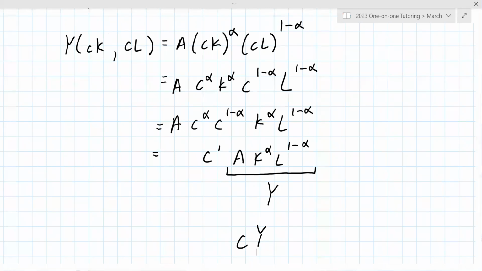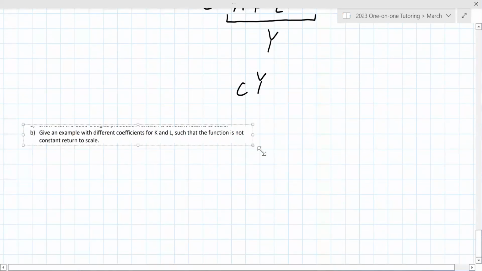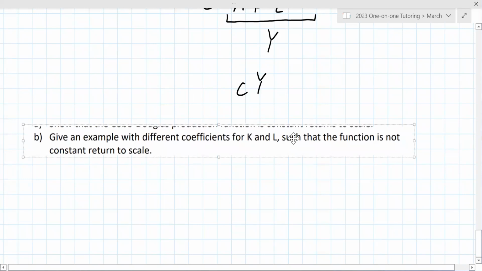Okay, so part B. Part B is for the same function. This is why I was asking if this was really an intro econ course, because this is a medium level econ course at most other universities. It says give an example with different coefficients for K and L such that the function does not have constant returns to scale.